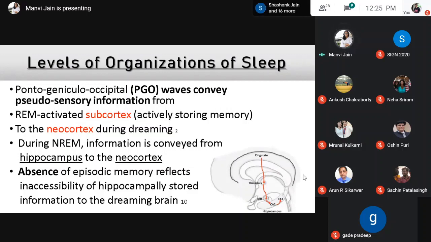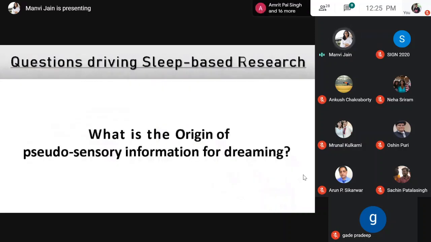But that is not possible because we all know about neuroplasticity. That is, the brain works all together as a whole unit. So what's wrong with this? How is the hippocampus's role so vague and not so clear? So let's study this later. What is the origin of pseudosensory information for dreaming? Now here I'll clear out the picture in which the hippocampus is actually working.